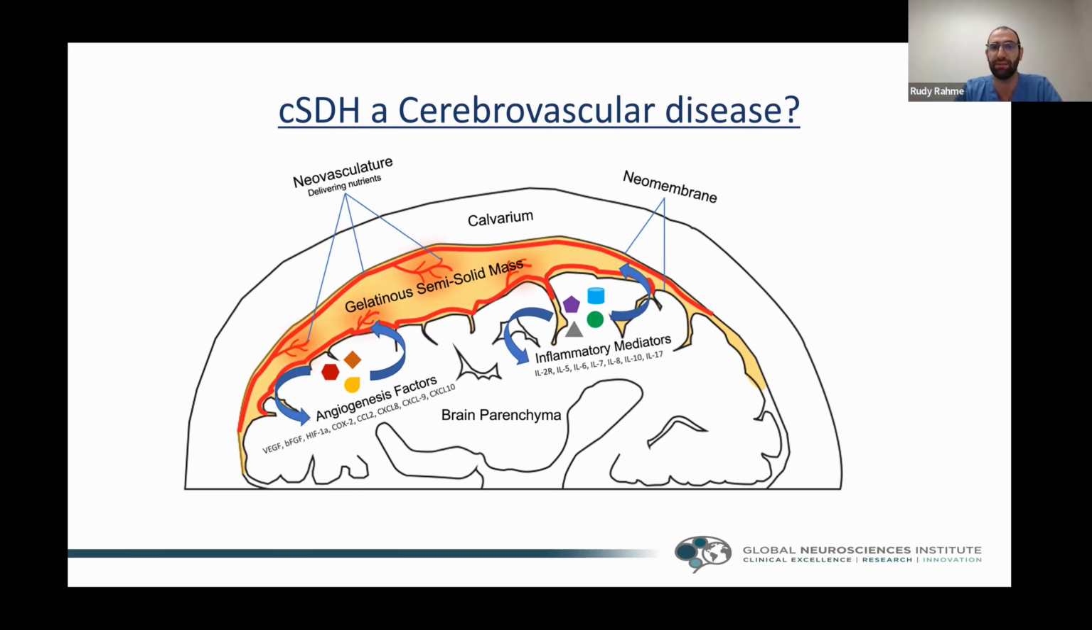So we are stuck in a vicious cycle. That leads to formation of membranes, and persistent inflammation and persistent leakage outpace the physiologic capacity to absorb the subdural. That's what leads to formation of the chronic subdural and its expansion.